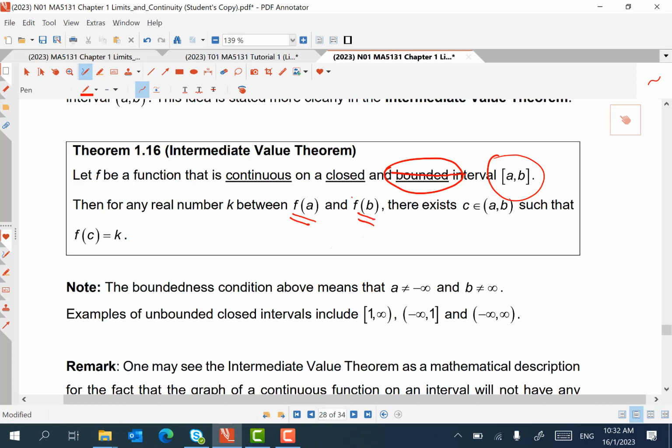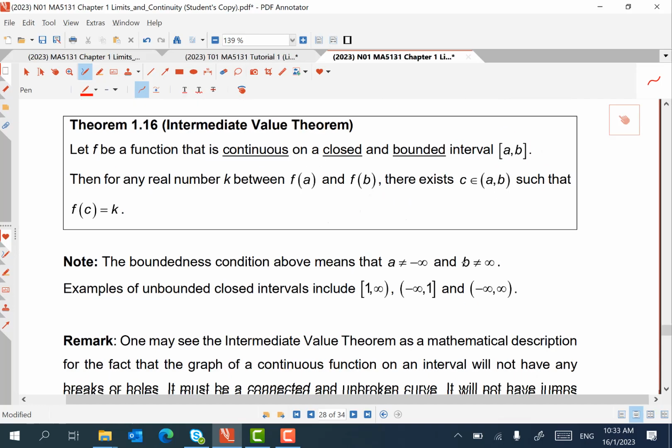Otherwise, you're going to run into an issue. Technically, you can try to draw all different curves where it's not a bounded interval. It still works actually, no? It still works. Okay, that is actually the IVT.